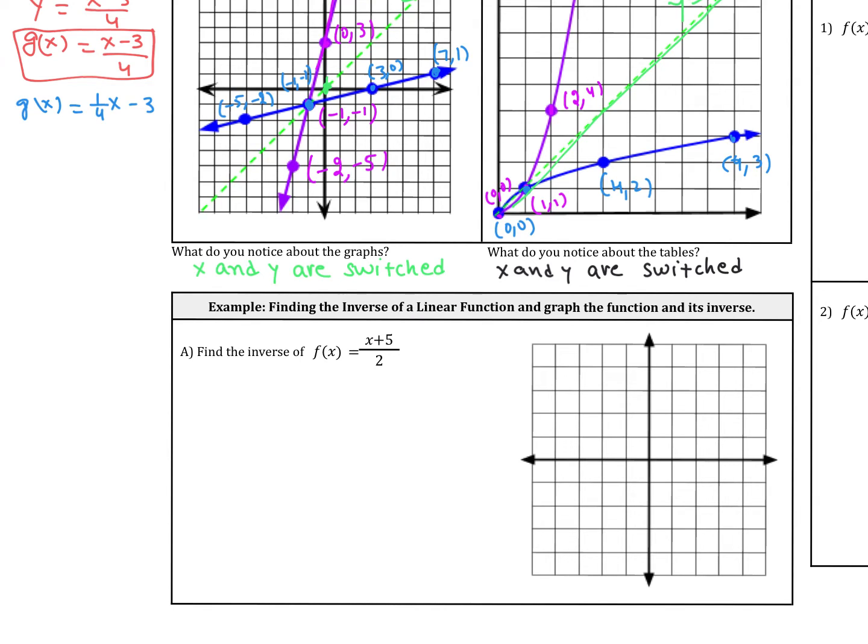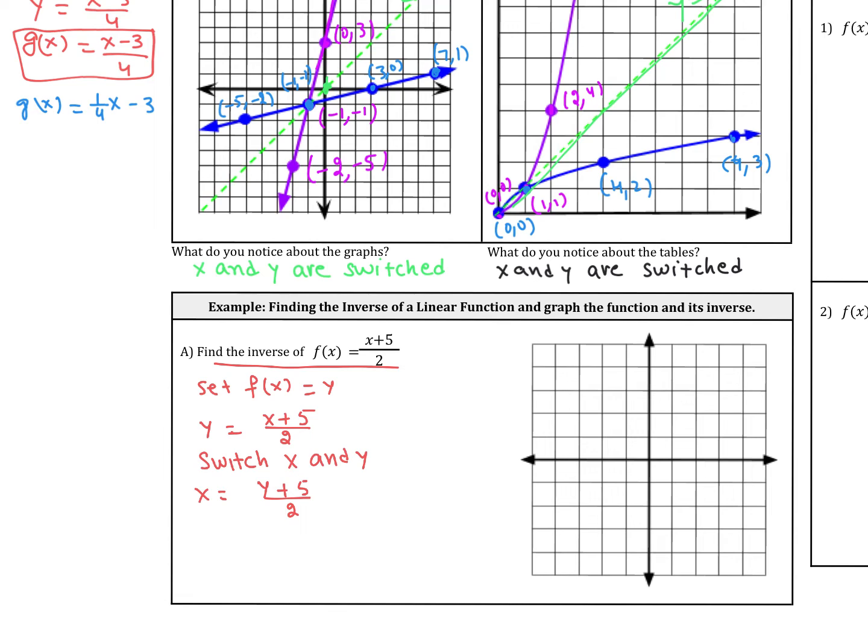For example, finding the inverse of a linear function and graphing the function and its inverse. First of all, we want to find the inverse of this function. You're going to set f(x) equals y, so y equals (x plus 5) divided by 2. Now you're going to switch x and y. What you got here is x equals (y plus 5) over 2.